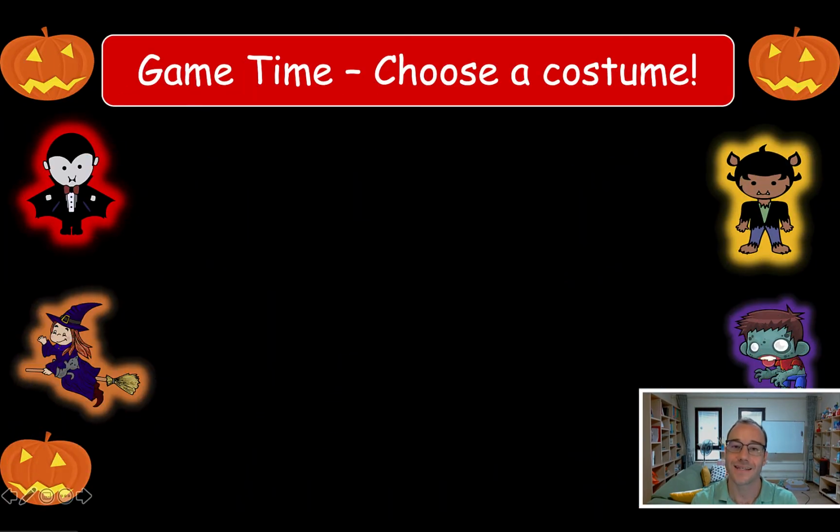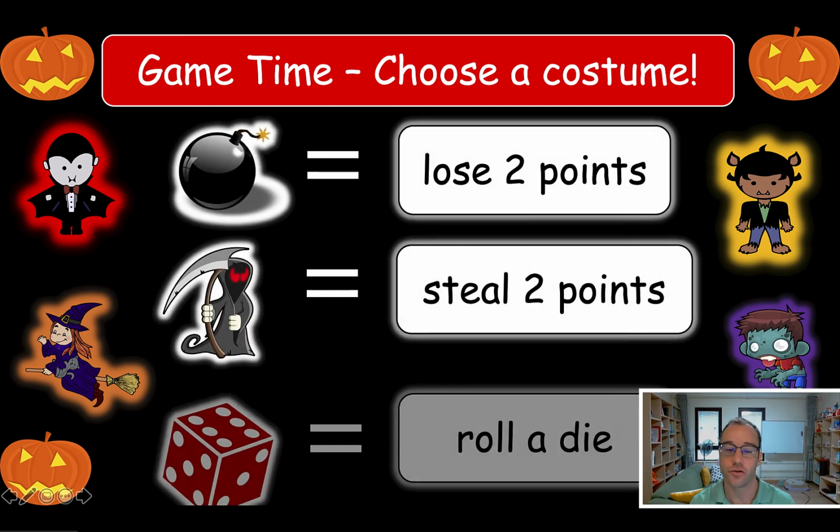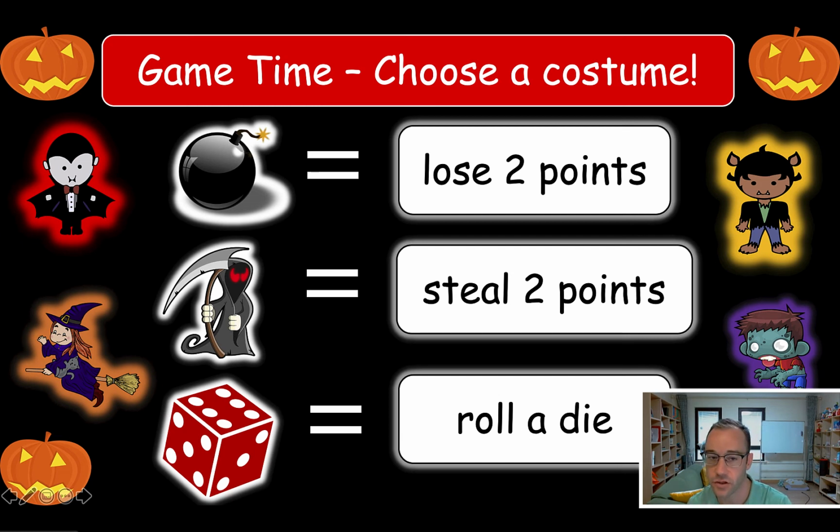Okay, so the last game of the class is called Choose a Costume. What they're going to do is choose a costume, say the classroom language, and if they find a bomb, they're going to lose 2 points. If they find the Grim Reaper, he's going to steal 2 points, or they might find the die and they get to roll the die and get points. So definitely you need to have a die if you're going to do this game. If you're an English teacher in a public school or a training center, I suggest you have a die anyway. But if you don't, make sure to go and buy one.